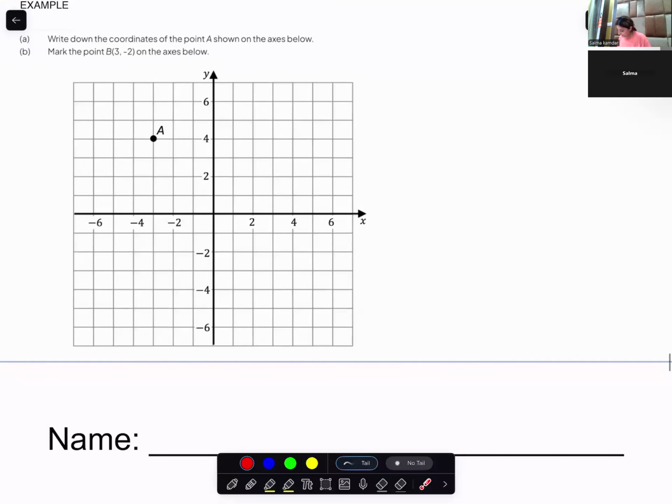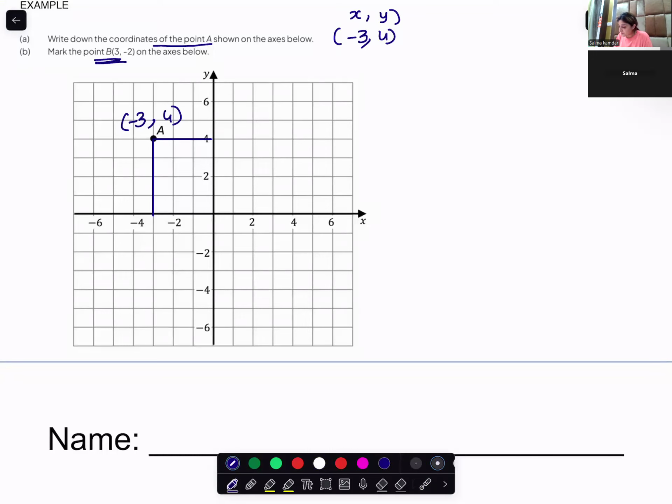Let's do the next one. Write down the coordinates of point A. If you scroll down to the x-axis, this would be -3. If you scroll across to the y-axis, it would be 4. So the coordinates of point A written in the form of x, y would be -3, 4.